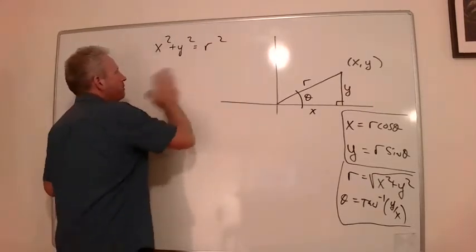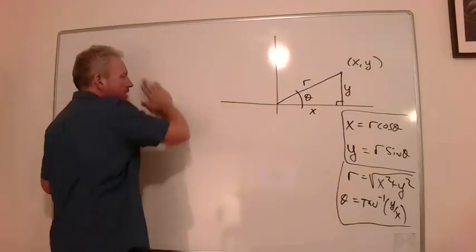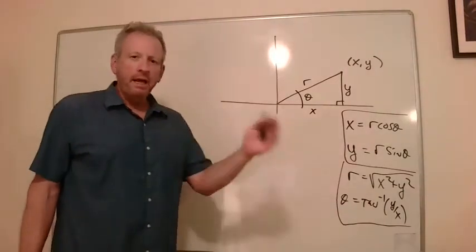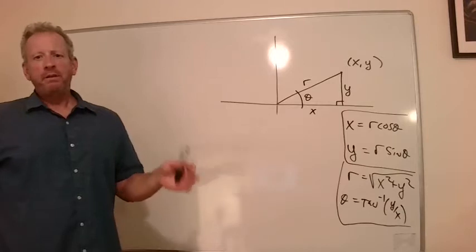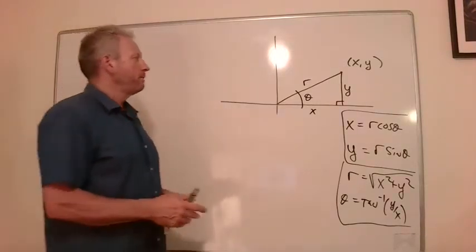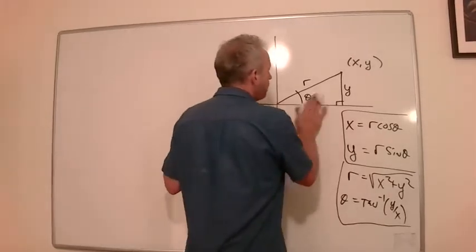And there's a bunch of problems in the book, and they're good, and I think you should go through them, and you can ask me if you have any questions on them. Plotting points, basically switching back and forth from rectangular coordinates to polar coordinates. But here's what we want to do. We want to go one step further.